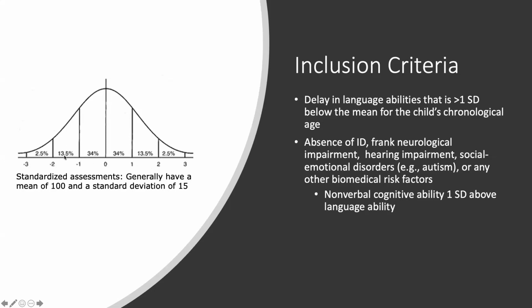That's because if a child was down in this range where my mouse is on both language and cognitive ability, that might actually be indicative that they have some other impairment. That might be indicative of, say, a child with autism that also has a language impairment. So in order to distinguish it as a primary impairment, it really has to fall into these inclusion criteria.